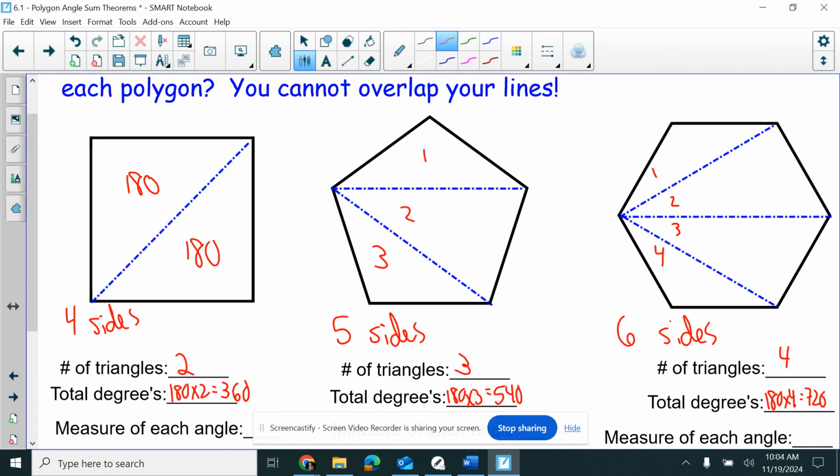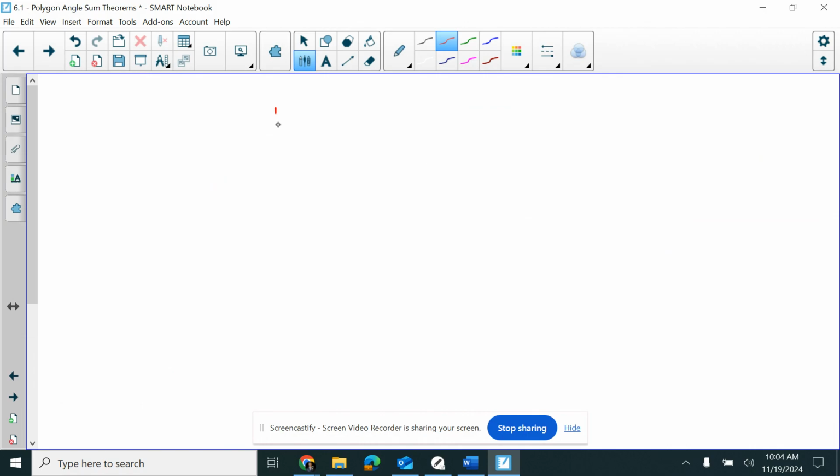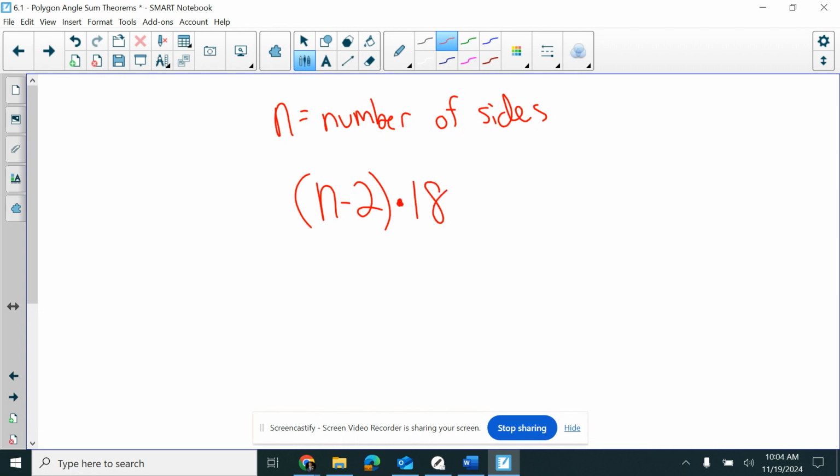So the formula that we could use, if I say that n equals the number of sides, is the number of sides minus 2, which gives me the number of triangles that you would create. And then however many triangles we have, you multiply by 180 because there's 180 degrees in a triangle. This would give me the sum of the interior angles of any polygon. So the number of sides minus 2 times 180 is what all the angles in a polygon would add up to.